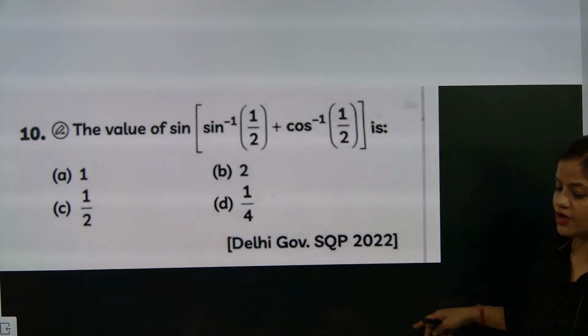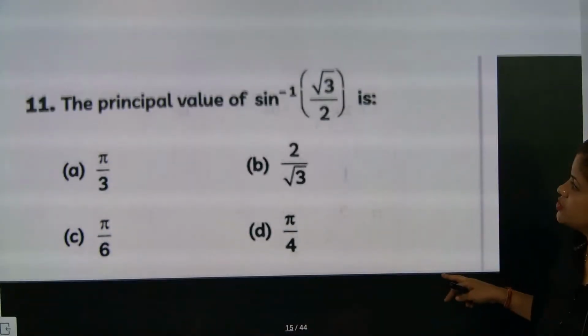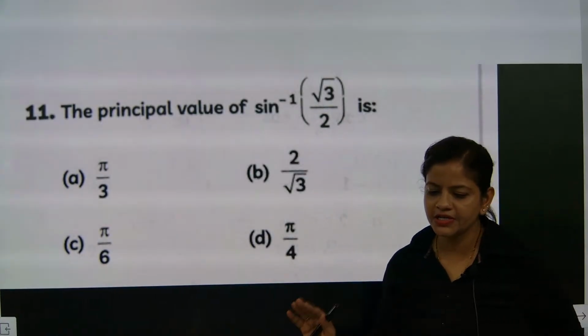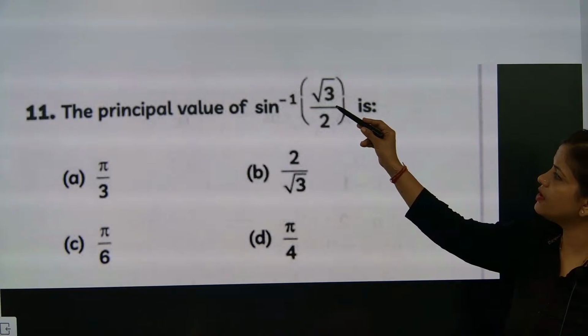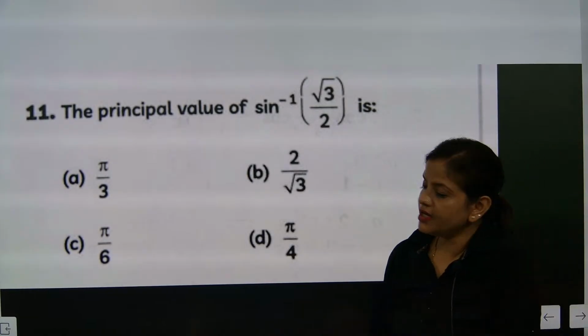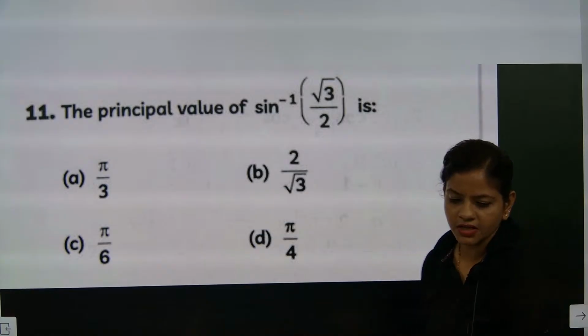So in the board exam, we are not supposed to waste our time when such questions are given. Sine inverse root 3 by 2: direct implementation and solving the question. What will it become? Sine inverse root 3 by 2, 60 degree or 30 degree? 60 degree means pi by 3. The answer is coming. Like this we can solve.